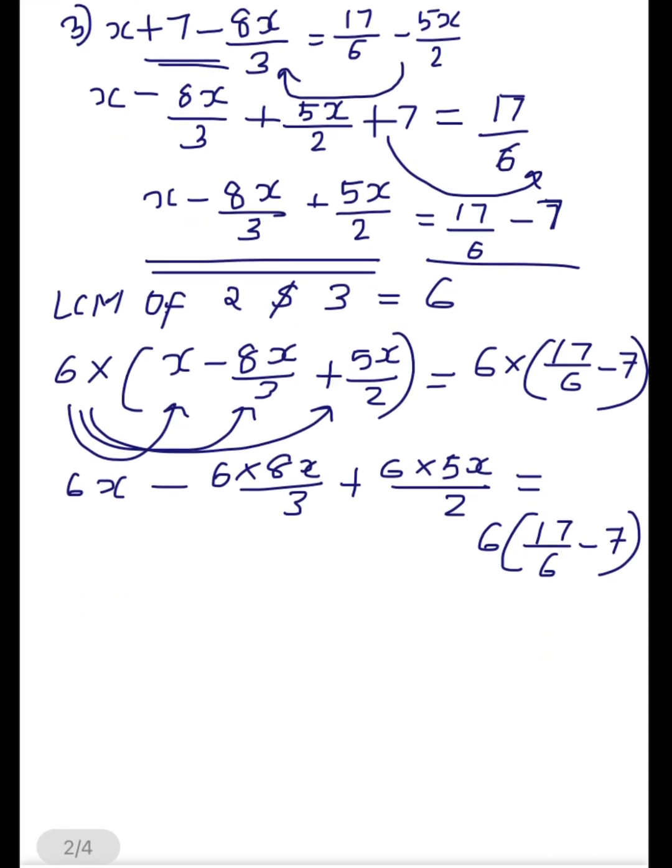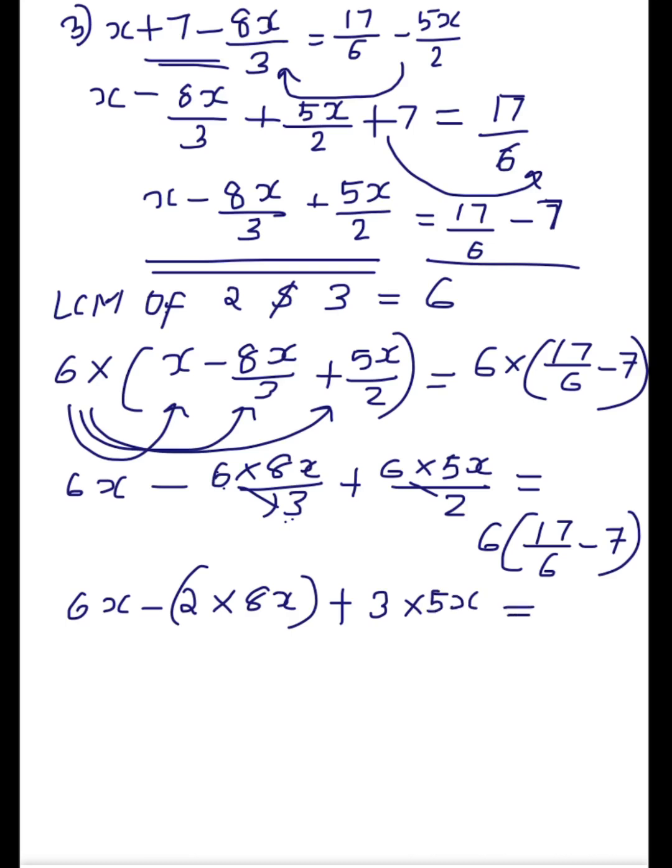Now, 6x minus, what is 6 divided by 3? It is 2. So 2 into 8x. I am increasing the steps just for easy understanding. You can write all the steps in one step itself, but I am just increasing the steps to make it easier. Now what is 6 divided by 2? 6 divided by 2 is 3. So you can write it as 3 into 5x is equal to 6 into 17 by 6 minus 7.